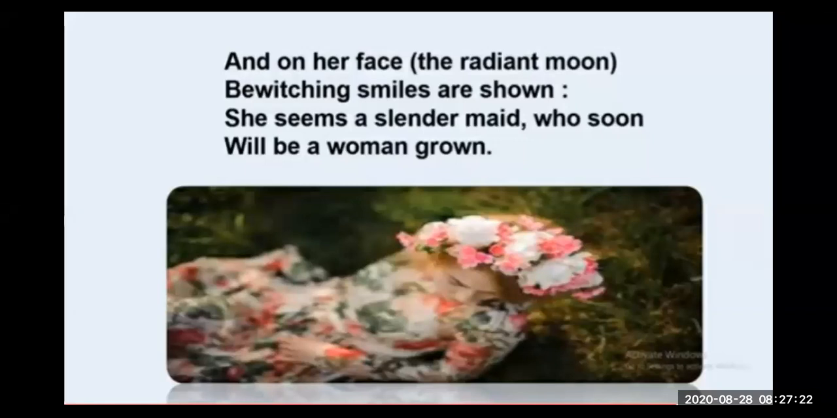Now see, which rhyming words are there in this poem? The rhyming words are fair and hair, clad and glad, then night and moonlight, and shown and grown. These are the rhyming words in the poem.